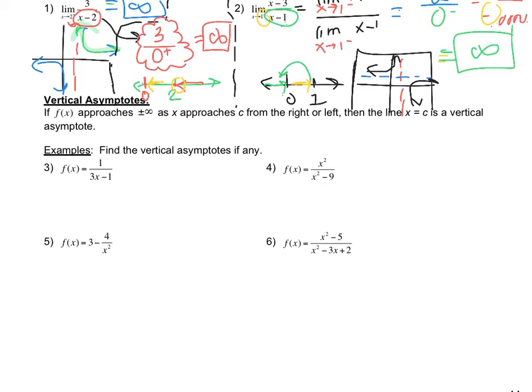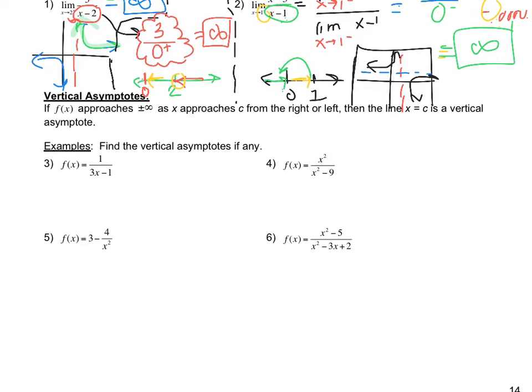Okay. All right, so before we jump in with more examples, let's revisit vertical asymptotes, because those vertical asymptotes are where you're going to have these infinite limits. So just to recap on what a vertical asymptote is.